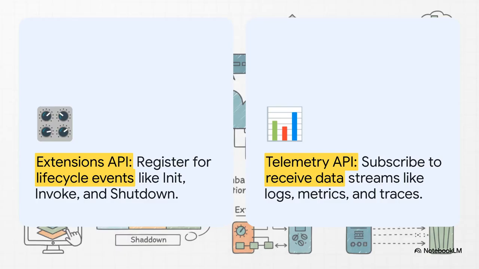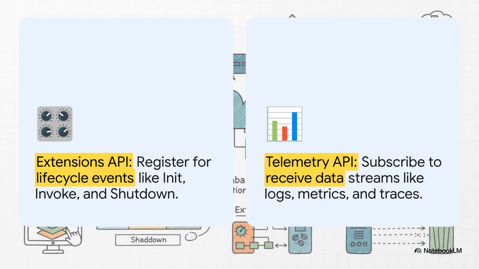When you decide to build a custom extension, you're going to be interacting with two main APIs. First is the Extensions API. Think of this as the control plane. It lets your extension hook into those lifecycle events we just talked about, the init, invoke, and shutdown. Then you have the Telemetry API. This is your data plane. This is how your extension can literally subscribe to a real-time firehose of logs, metrics, and traces coming straight from the Lambda platform itself.